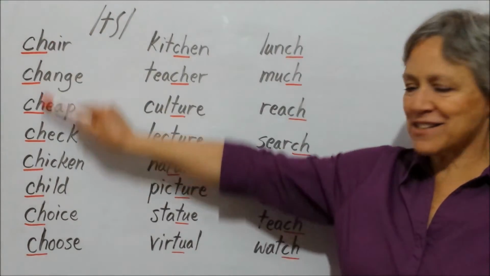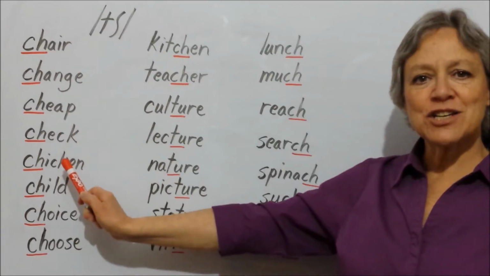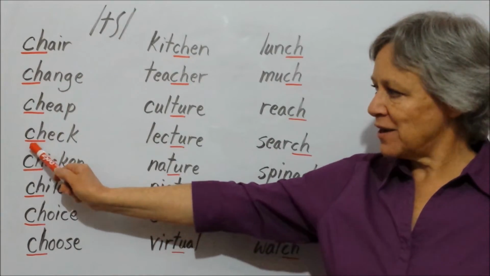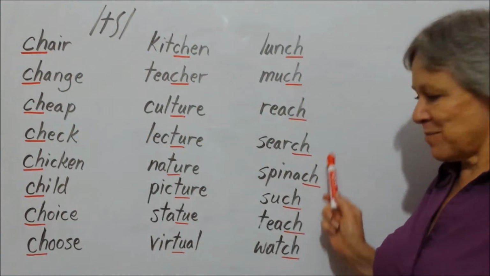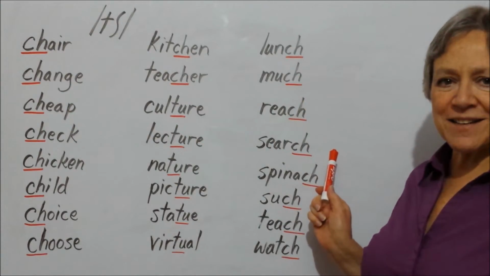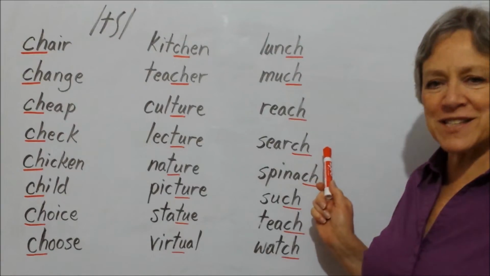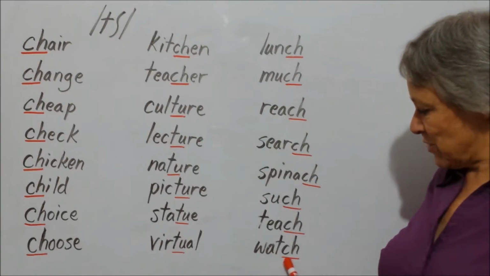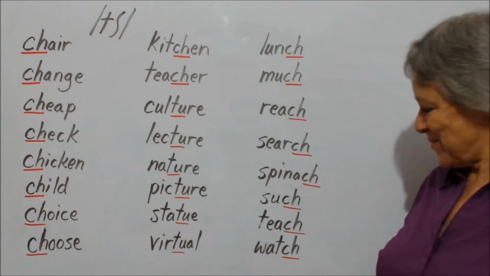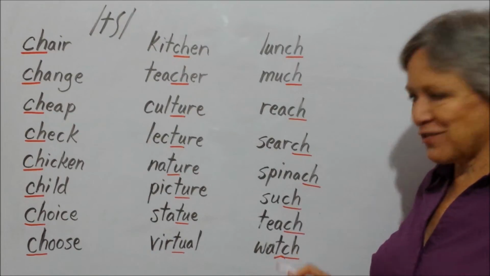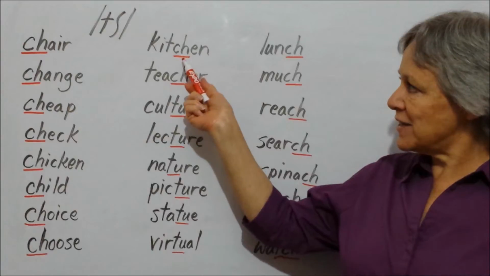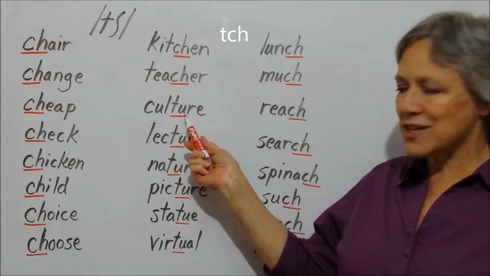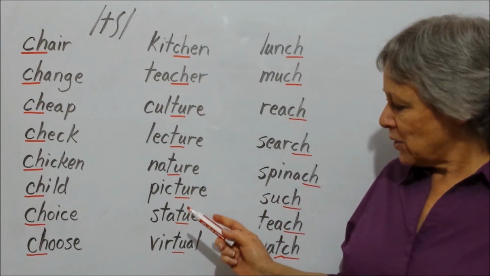Okay, notice that in this column, all of the ch sounds were made with the letters CH. Also, in this column, all of the ch sounds were made with CH, except down here we actually had TCH, okay? So I guess I should have underlined that as well. In the middle column, though, we have CH and also the letters TU.